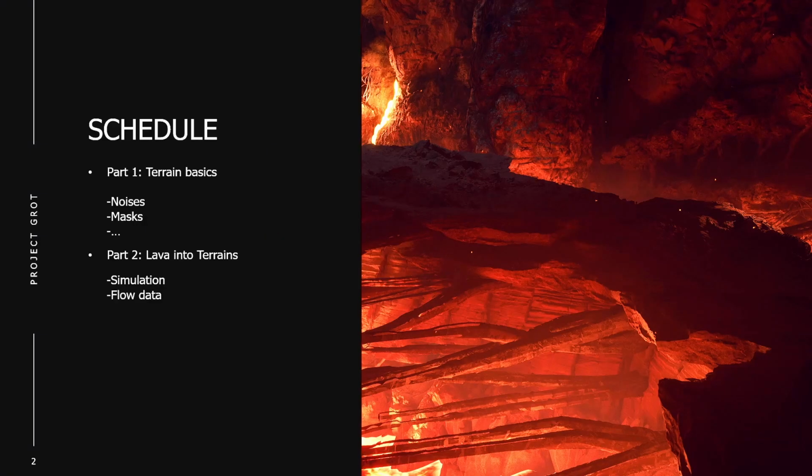On the schedule, I will start from a very basic level. If you're already familiar with Houdini heightfields and terrains, you can skip part 1 and go to part 2 where I talk about lava. For part 1, I will assume you don't have much experience with, for example, terrains. So I will take my time to explain some of the terrain features in Houdini. And in part 2, I will then use that terrain that we make in part 1 to then simulate lava on top of it.